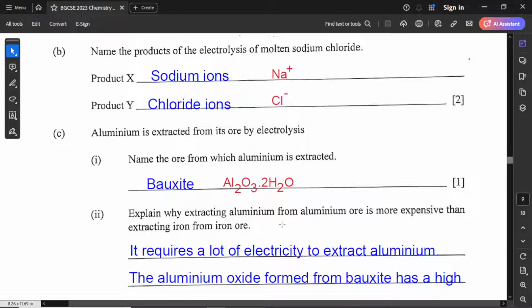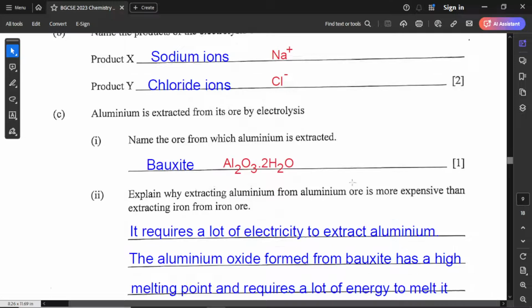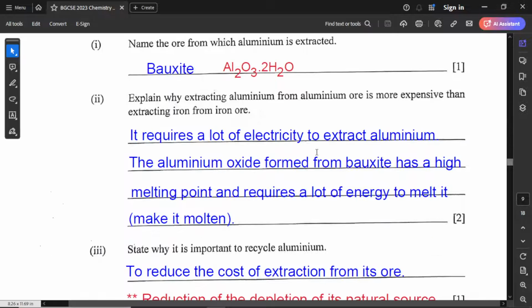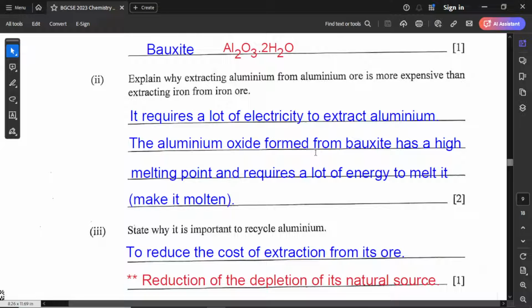For part C, aluminum is extracted from its ore by electrolysis. Name the ore from which aluminum is extracted, and that is bauxite. This is the formula of bauxite right here, which is Al2O3 with 2 waters of crystallization. For part 2, explain why extracting aluminum from aluminum ore is more expensive than extracting iron from its ore. The basic thing that makes this process expensive is that it requires a lot of electricity or energy.